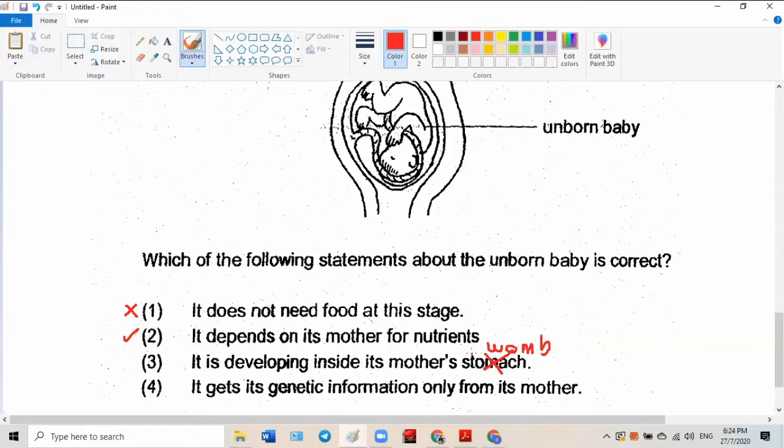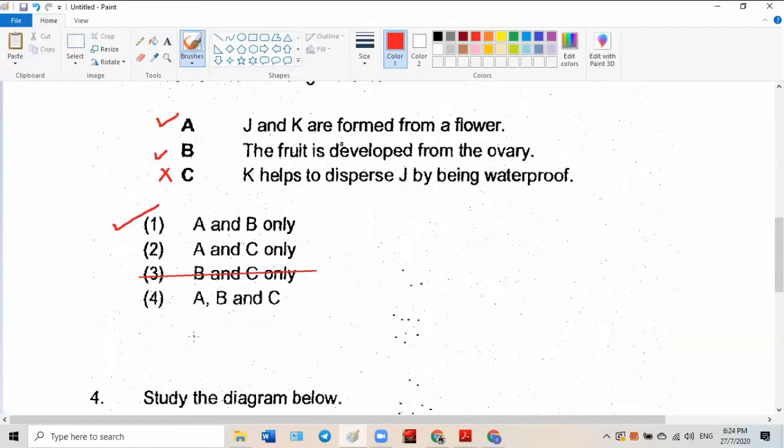You know what a womb is? W-O-M-B. You say you studied already, right? Genetic information is not only from the mother, it is from mother and father. That's why the answer is number 2. Okay, next one.